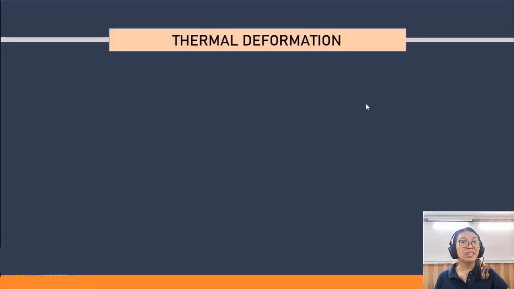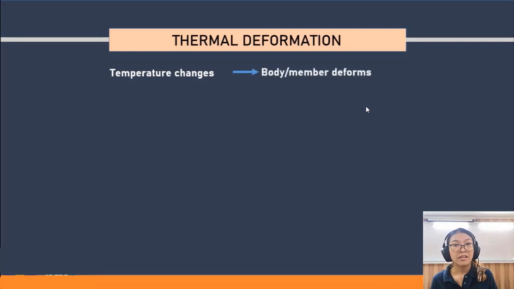Let us proceed to thermal deformation. Okay? So you can take this as a type of axial deformation. Okay? Mapapansin nyo sa mga previous problems natin na sinolve kanina, yung nagpapastress sa member natin is due to the applied load dun sa structure. Tama? Ngayon, yung nagpapa-stress naman dito sa member natin is the change in the temperature. Okay? So when the temperature changes, our member or in general, the body reacts. Okay? So magde-deform siya.